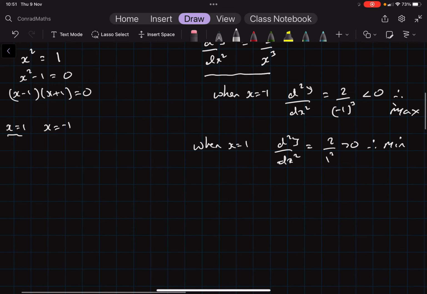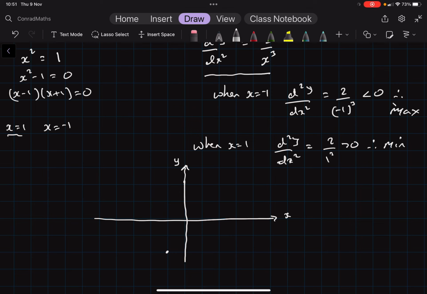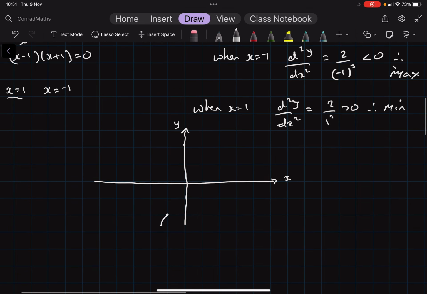I'm actually just going to sketch that curve just to show exactly what's going on here. Because actually ultimately what we would want to do probably is to sketch the curve. We've worked out that we have a maximum when x is -1 and y is -2, and that's a maximum, so it's going to look like that. And then we have the minimum when x is 1 and y is 2, so we have a minimum like that.